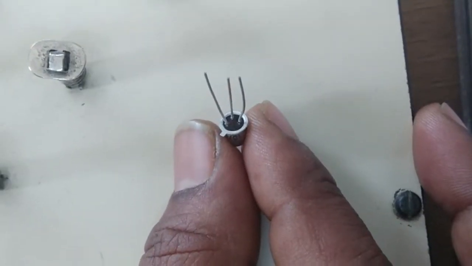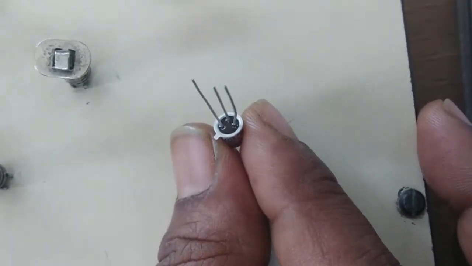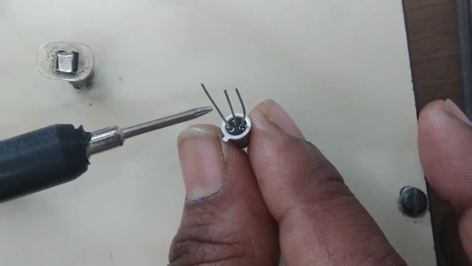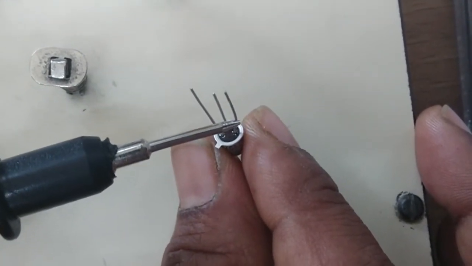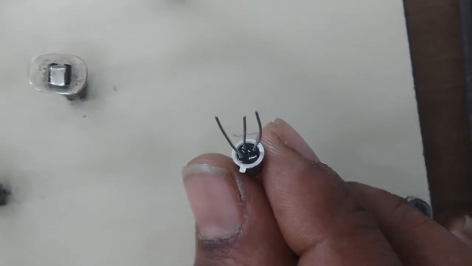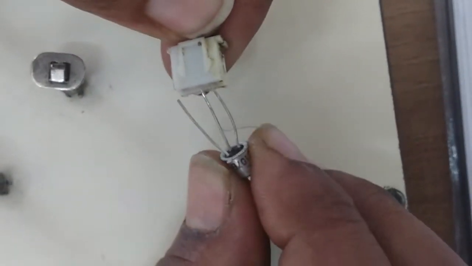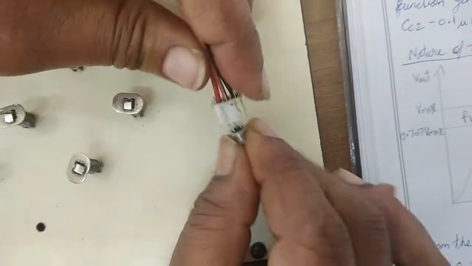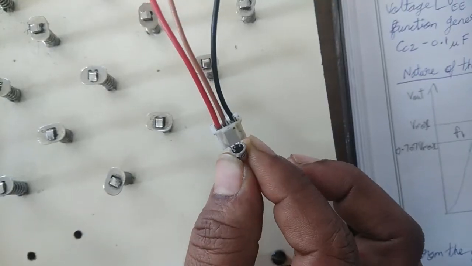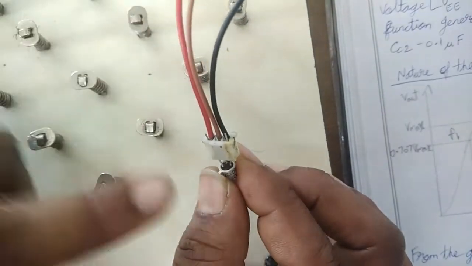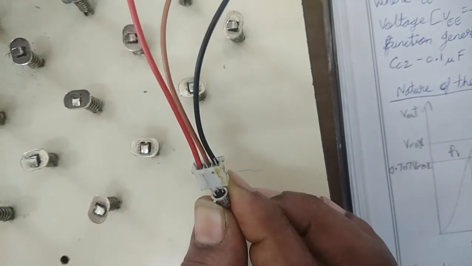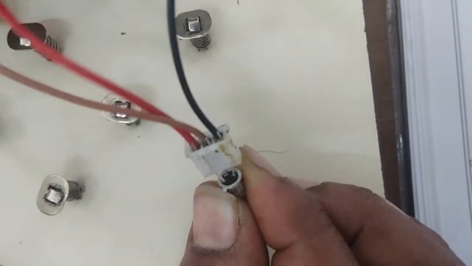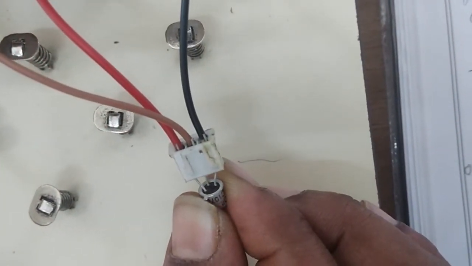This is the transistor. You can see the notch here. From this notch, the immediate terminal is emitter, the middle one is base, the other one is collector. Then I need to connect this to the holder, the transistor holder. Once I connect this, again I will see where is the notch and which is emitter. So according to this connection, red is emitter, brown wire is base, black wire is collector.